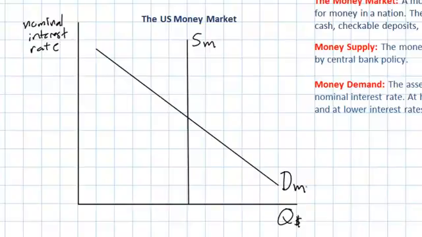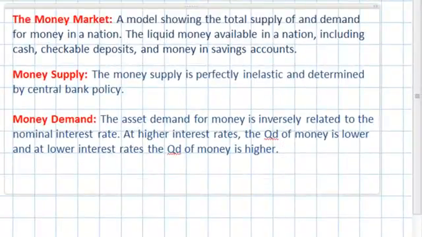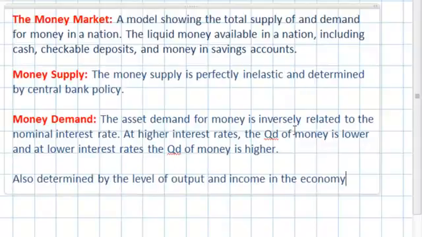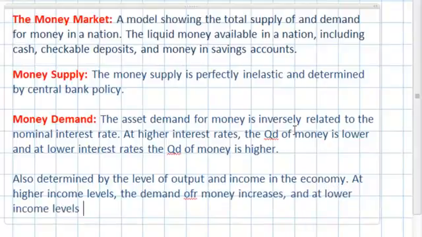Now there is actually one additional determinant of demand for money. In addition to the interest rate in the economy, it's also the case that the demand for money is related to the level of output in the economy. So another determinant of demand, something that can cause the demand curve for money to shift either outwards or inwards, is the level of output and income in the economy. At higher income levels, the demand for money increases, and at lower income levels, the demand for money decreases.